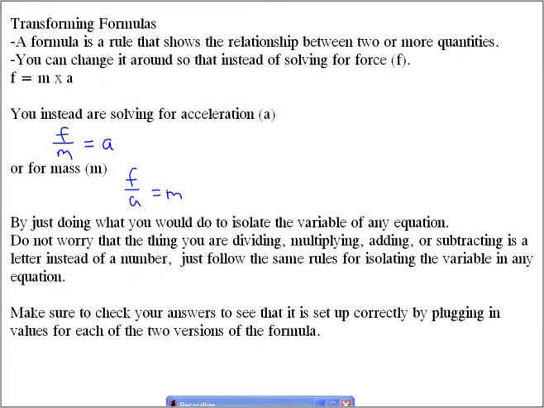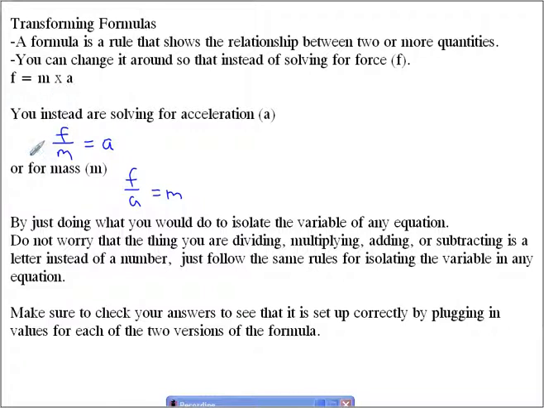I'm going to talk today about transforming formulas, and what that simply means is switching around the variables so you're solving for a different thing than what it's originally set up for. So a formula is just a rule that shows a relationship between two or more quantities, and you can change it around so that you can solve for force in this case. It's a famous formula in physics. Force equals mass times acceleration.